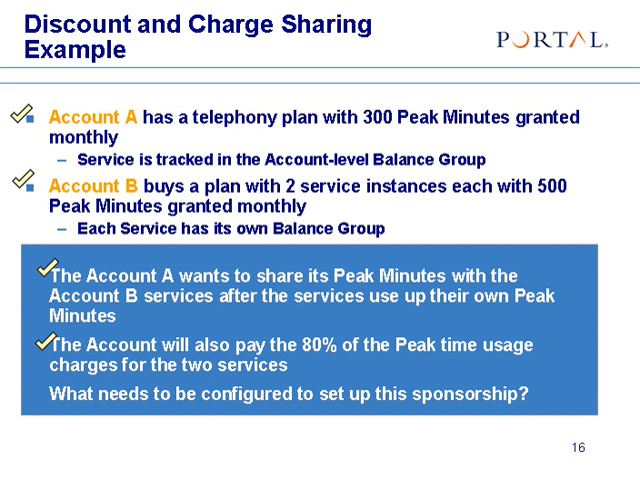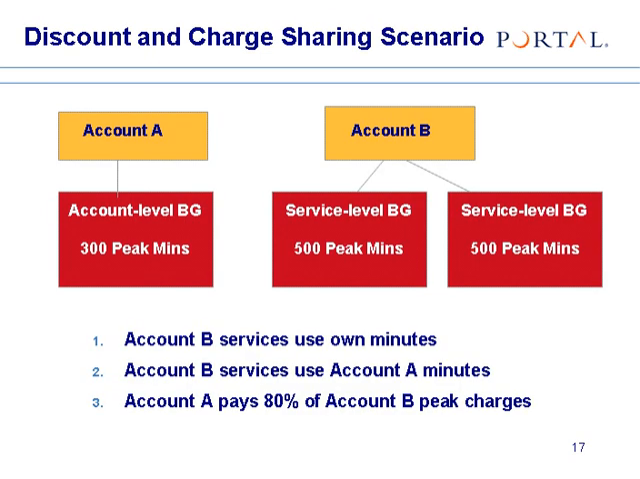So how are we going to set this up? Here's just a graph of what the balance group looks like. So when I purchase these accounts, when I cycle, I'm going to get 300 peak minutes in account A, and for both of the service level balance groups in account B, I'll have 500 peak minutes. And again, the peak minutes will be doing a discounting scenario. So I'll want to use account B's peak minutes first, and then I will share or use account A's minutes. And then account A is always going to pay for 80% of my account B's peak charges.